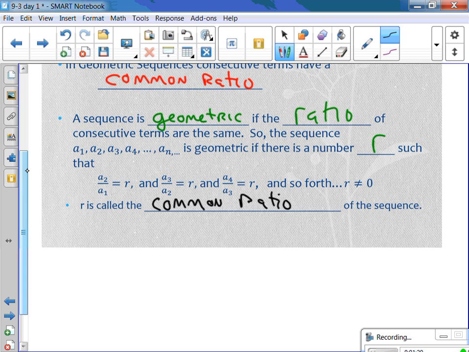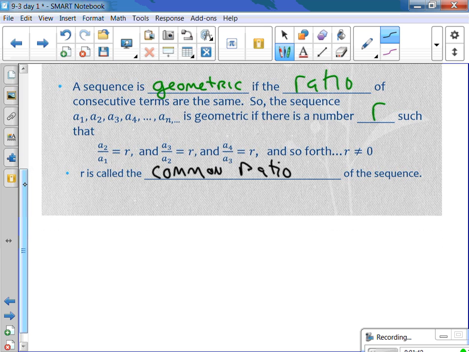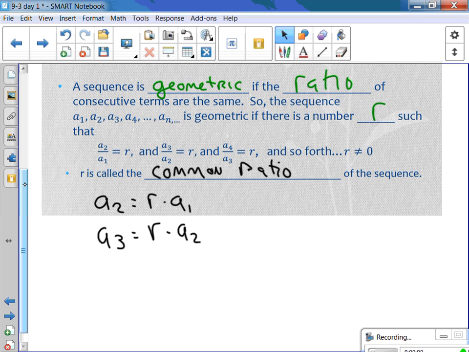If we take a look at that, again, that A2 over A1 equaling R, A3 over A2 equaling R. If I wanted to find A2, absolutely. If I want to find A3. So, with our common difference, with our arithmetic, we always add a D to get to that next term. With my geometric sequence, we do what? Multiply by R.